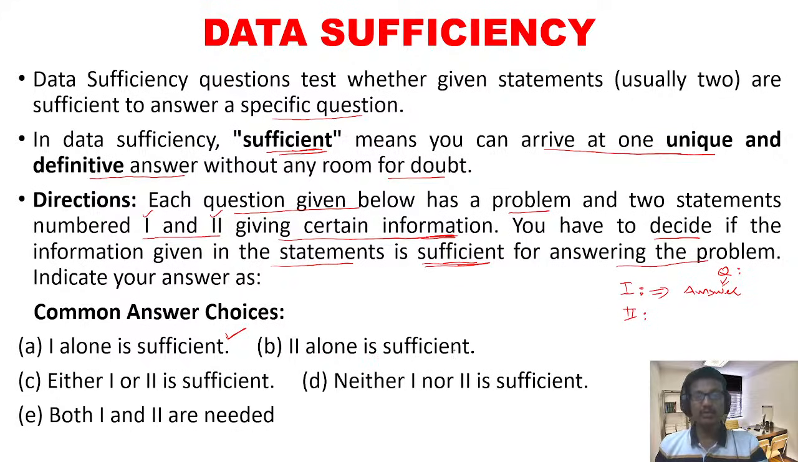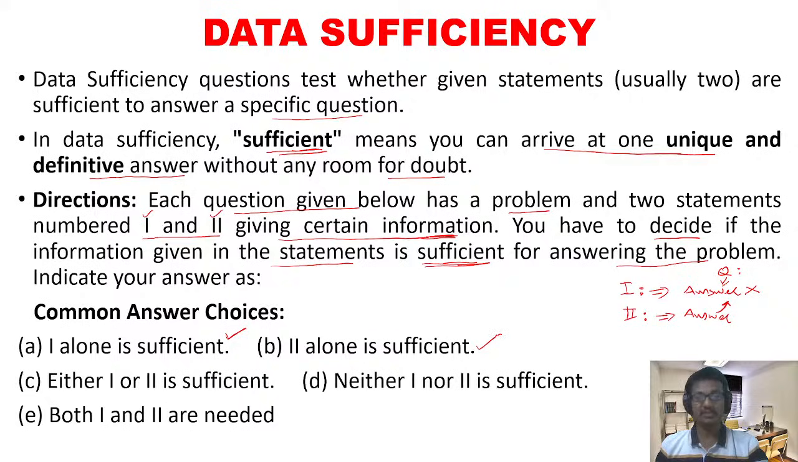Second one is 2 alone is sufficient. So if 1 alone is not sufficient, then you should check whether statement 2 alone is sufficient for getting the answer for the given question or not. If you are able to get the answer for the given question only from statement 2, then you should choose option B, or the second option.